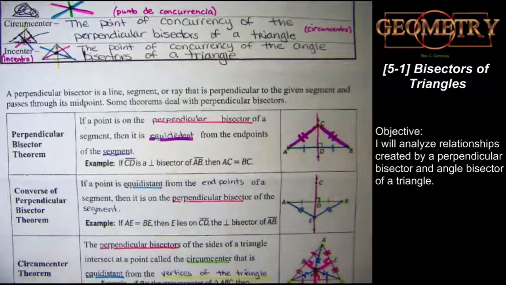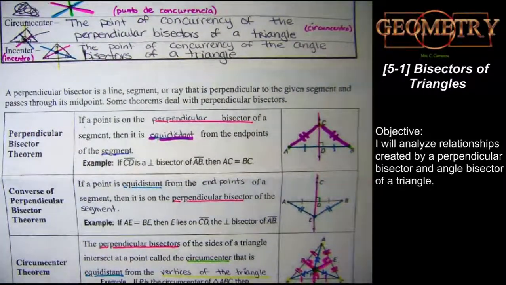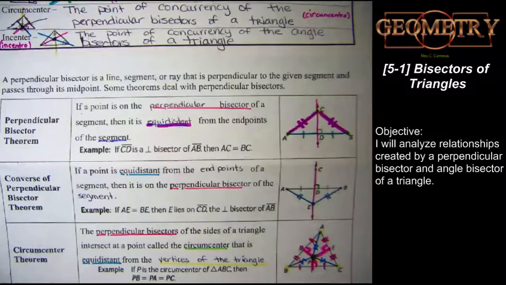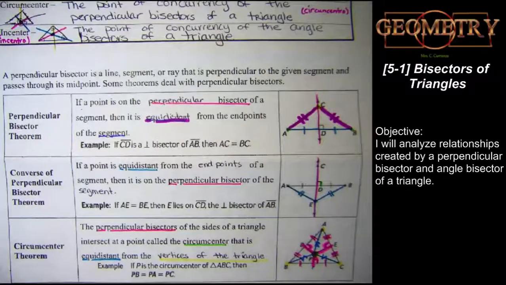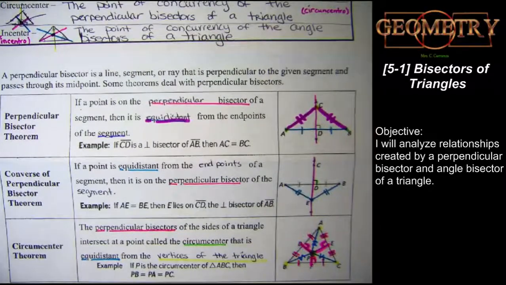The converse basically is just switching the order of things. So if we've got a point that we know is equidistant from the endpoints of a segment, then we could say that that particular point lies on the perpendicular bisector of that segment. So it allows us to go either way depending on what kind of information we're starting with.